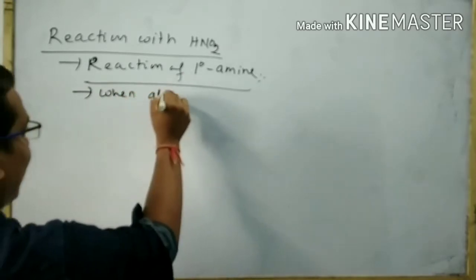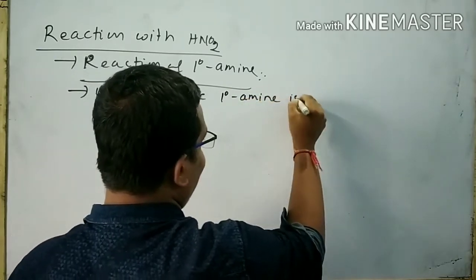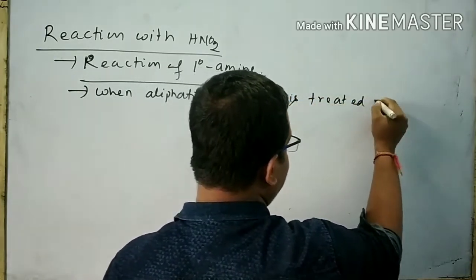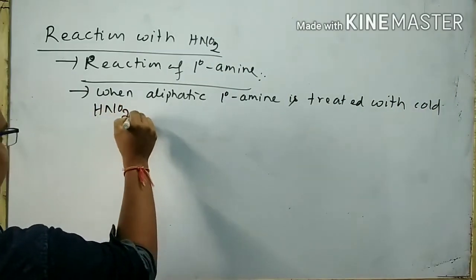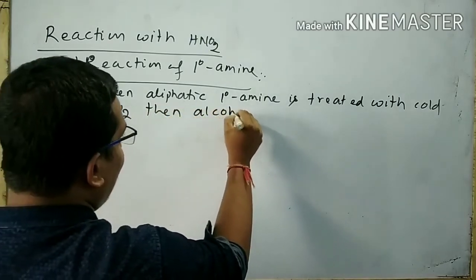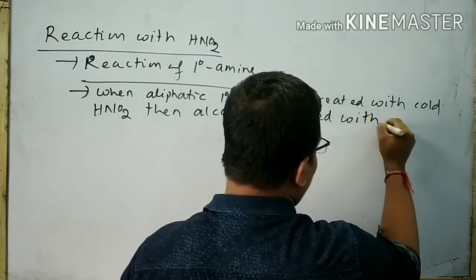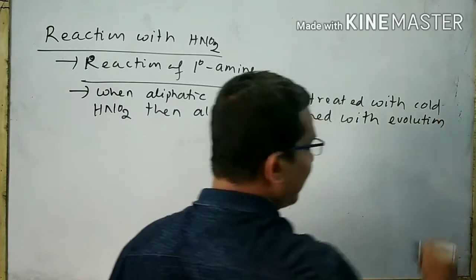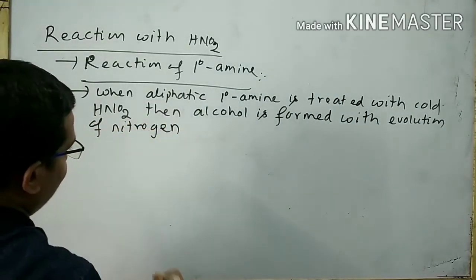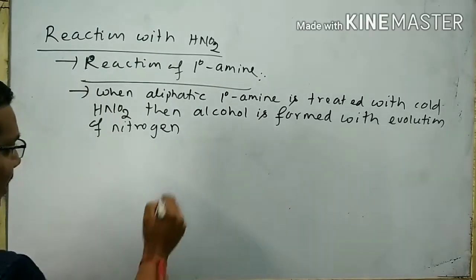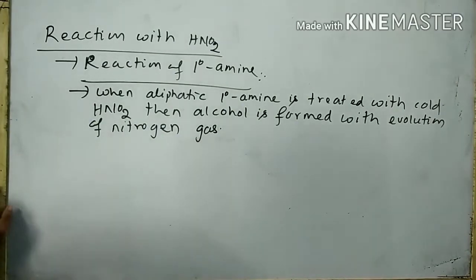When aliphatic 1 degree amine is treated with a cold HNO2, then alcohol is formed with the evolution of nitrogen gas. Now I will take an example of aliphatic 1 degree amine.